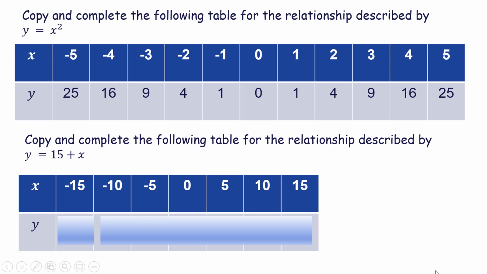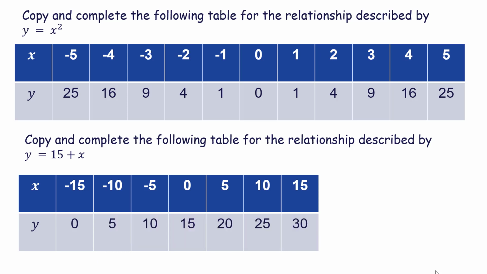What about y is 15 plus x? So if x is negative 15, what will y be? Good, 0. We do the same for negative 10, negative 5, 0, 5, and 10. And here are our output values.